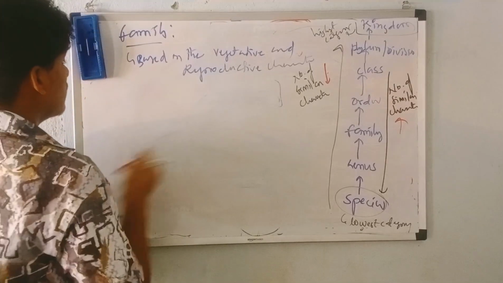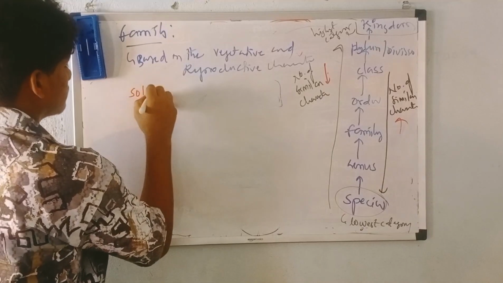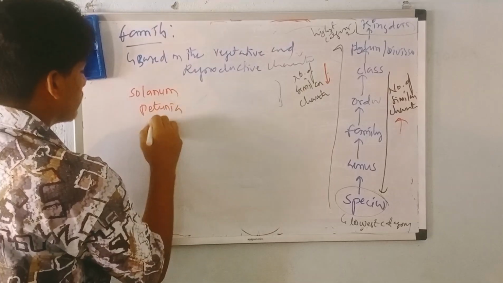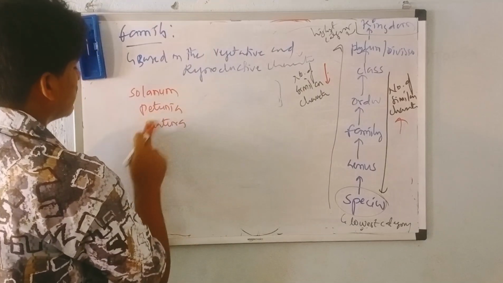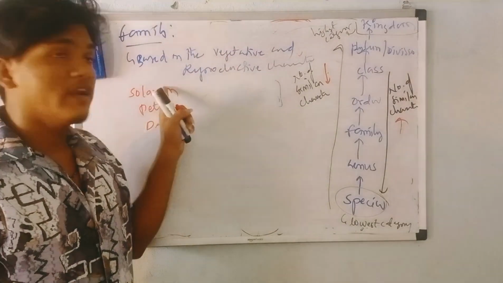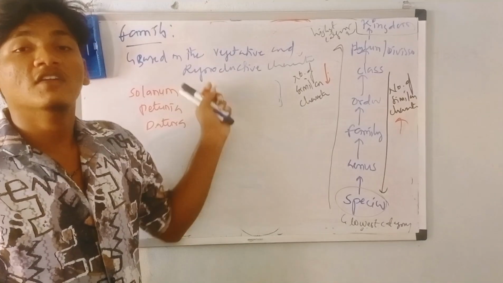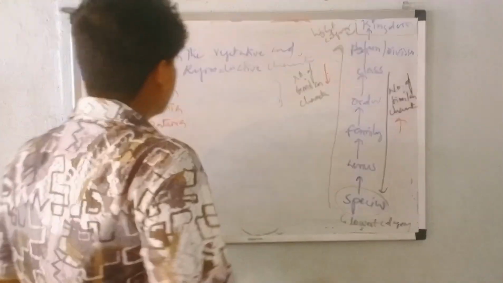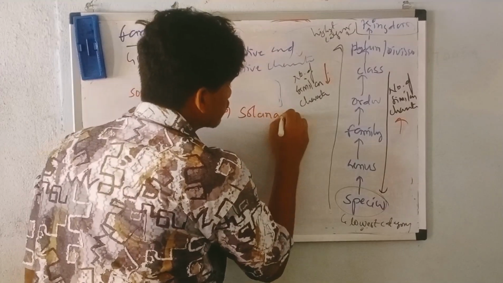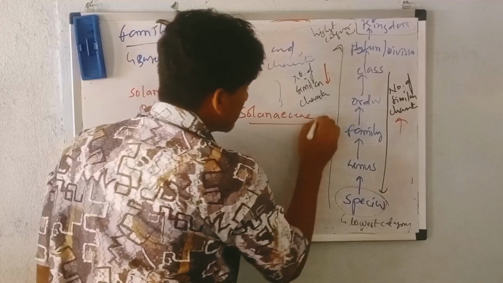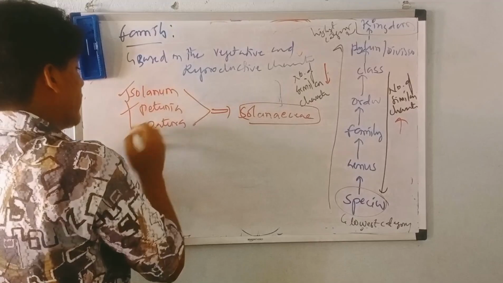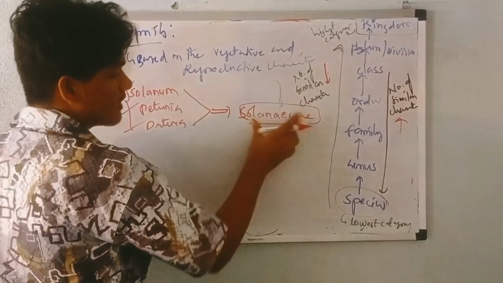If we talk about genera like Solanum, Petunia, and Datura, these are the three different genera. What are they? Solanum, Petunia, and Datura. They are commonly grouped in the family Solanaceae. What family? Solanaceae. Solanaceae is a family which includes three different genera, that is Solanum, Petunia, and Datura. So that is the Solanaceae.